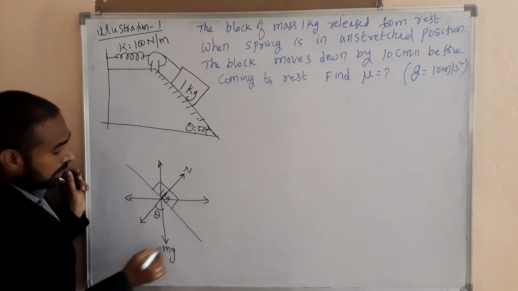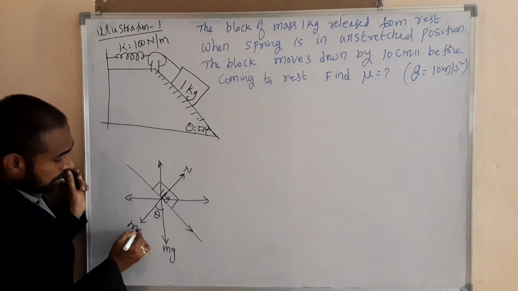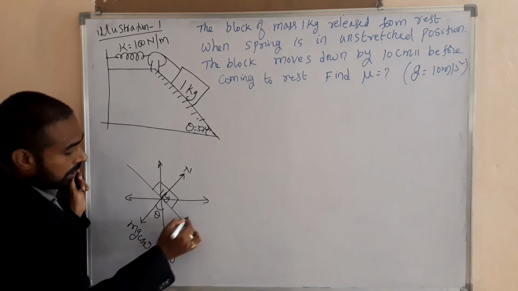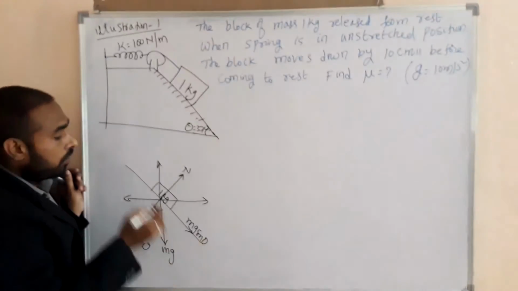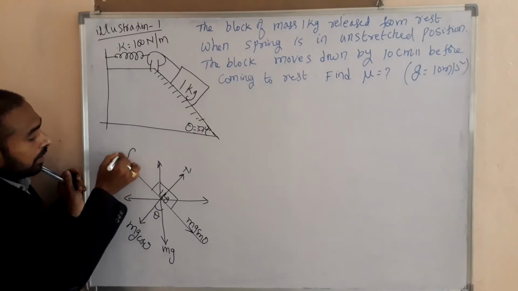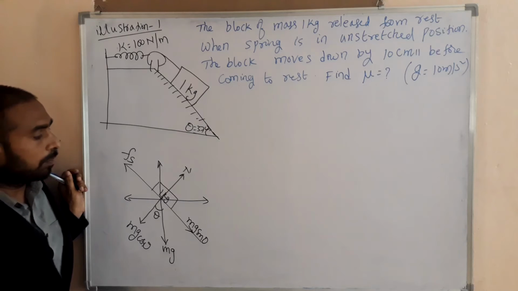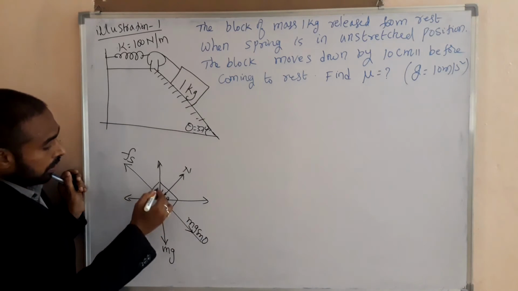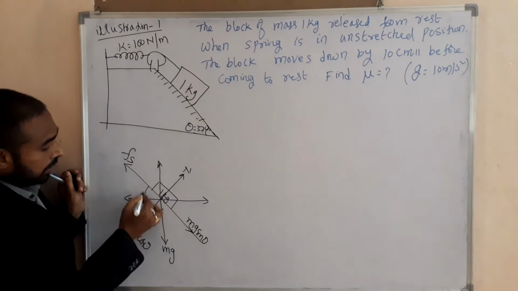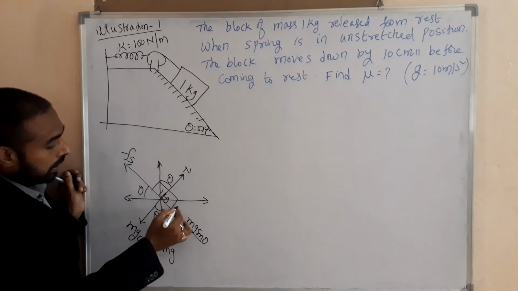Here it will be theta. This will be mg cos theta, and it will be mg sin theta. Here the block is moving down, so friction will act in the upward direction, opposite to the displacement. Friction will act in the upward direction. And here theta will be there, here also theta, here also theta.